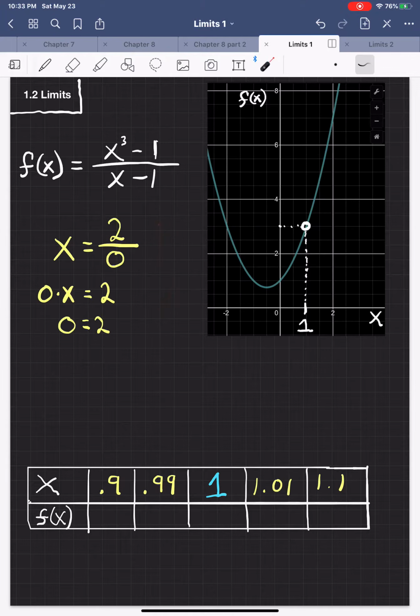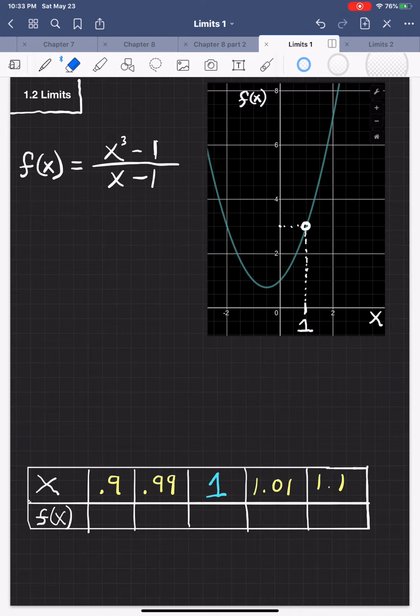Hope that makes sense? Now, the question still remains. You and I are interested in what happens when x is equal to 1. I can't plug it in because I end up with a nonsensical statement, 0 divided by 0. But what if we just choose some numbers really close to 1?